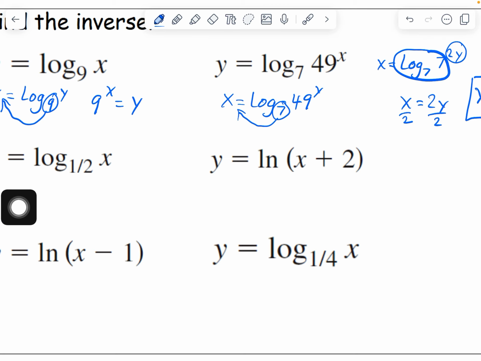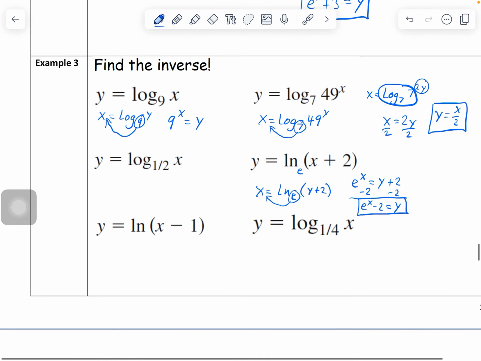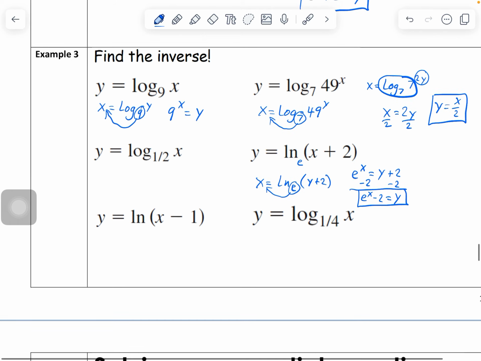The natural log of x plus 2, so that would equal the natural log of e to the y plus 2. We take the e, we swing it over, e to the x equals y plus 2, and then we just subtract 2 after that. E to the x minus 2 equals y, and there's our answer. So these other ones are very similar. I don't think I need to go through a lot of that.